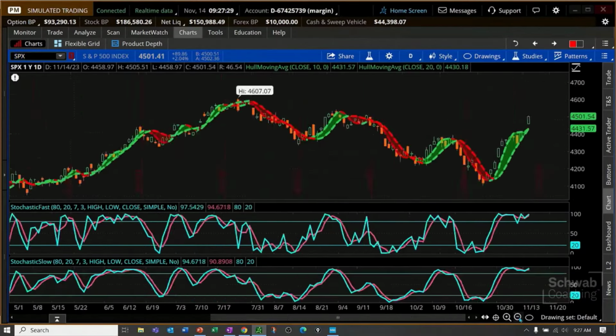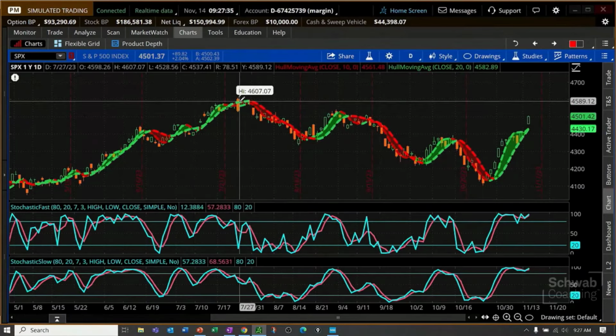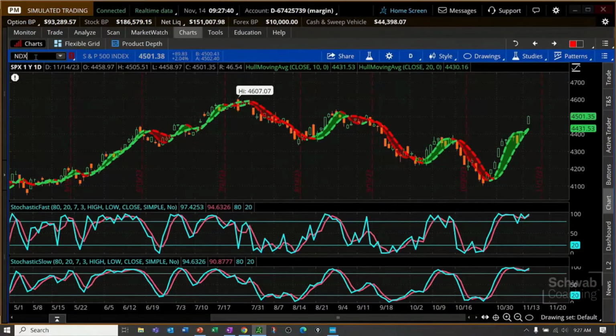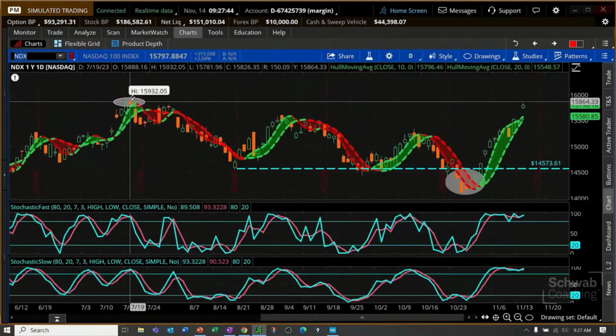If we take a look at this, what you're going to notice is we're not that far off of this high, and we are not that far off of the 4,600, the all-time high. The one that we have to go back to and at least mention is really the NASDAQ. How many points are we off? About 135 points until a brand new high.